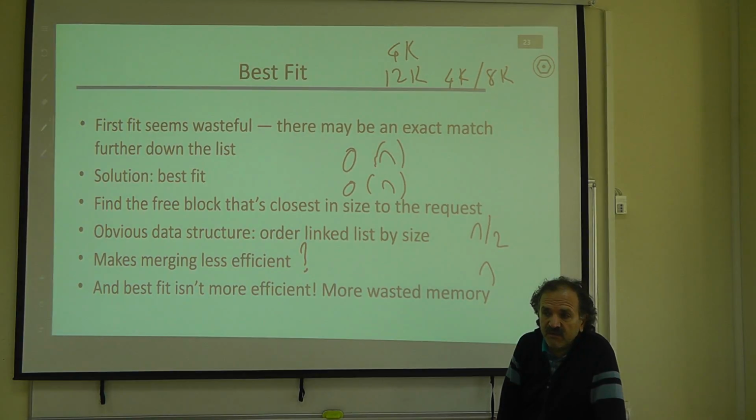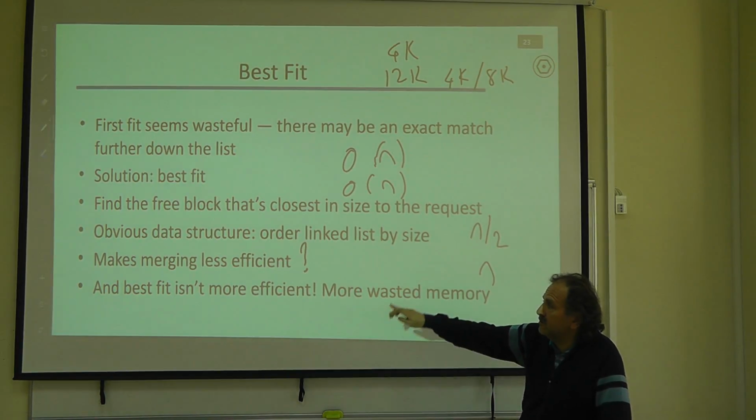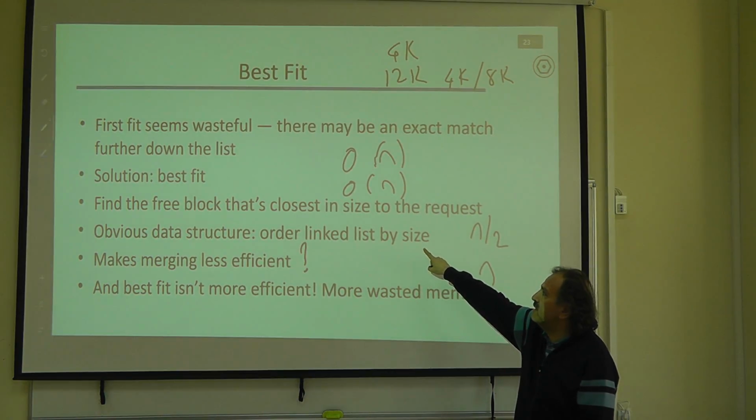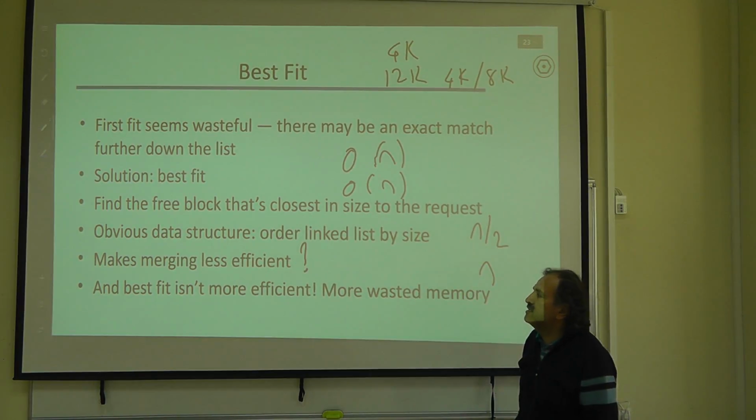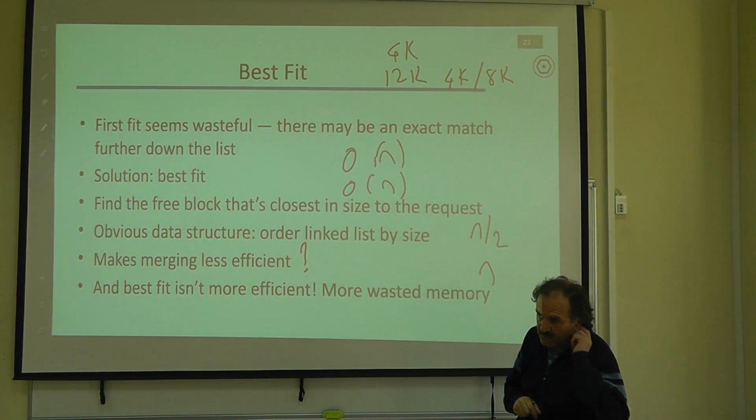So why is merging less efficient then? We are talking about merging, not fragmentation. It says that if you order the linked list by size, it makes the merging less efficient.